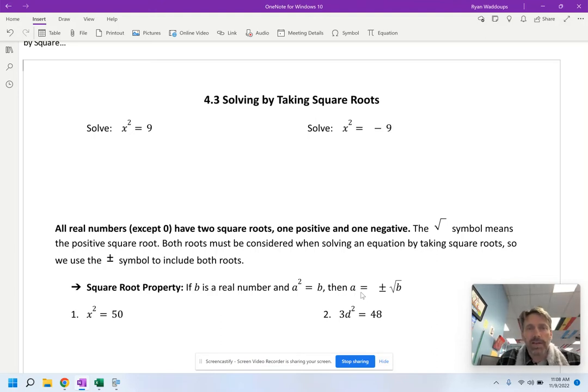Hi, welcome. This is a lesson on solving quadratic equations by taking square roots.